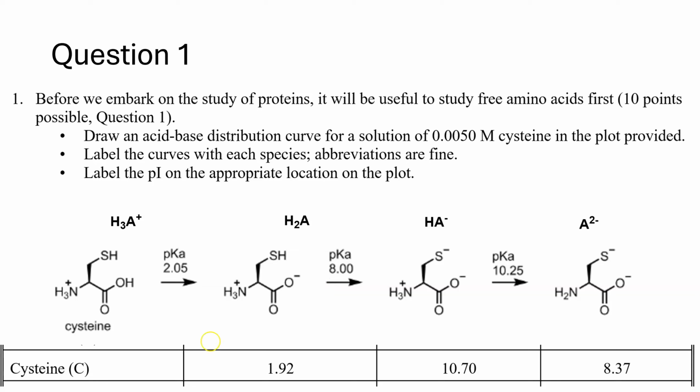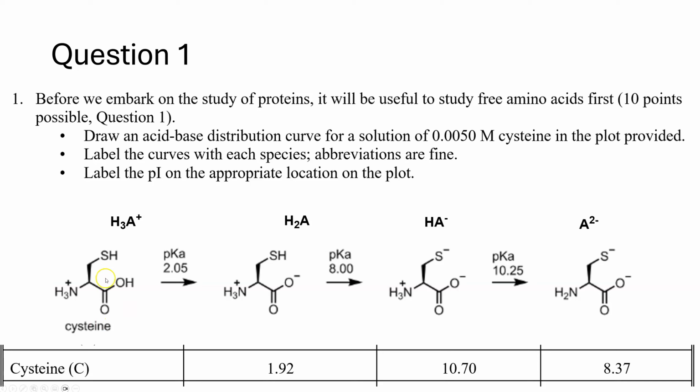Hello everyone, I made this video to provide you with the answers to the reassessment that we just took. So the first question, I asked you to draw an acid-base curve for distribution group for cysteine. I was trying to do this quickly, so I didn't draw my own structures. I got these from the internet, so the pKa's aren't quite exactly the same, but you get the idea.